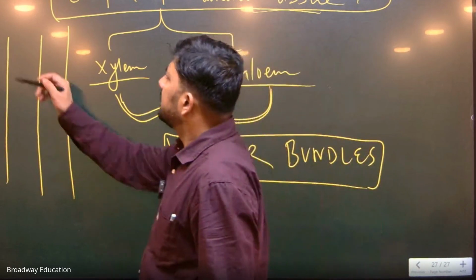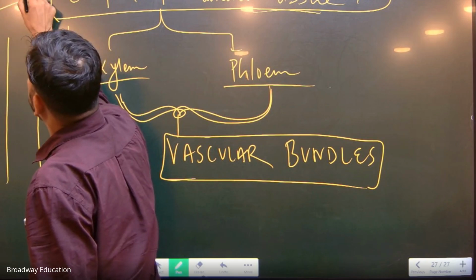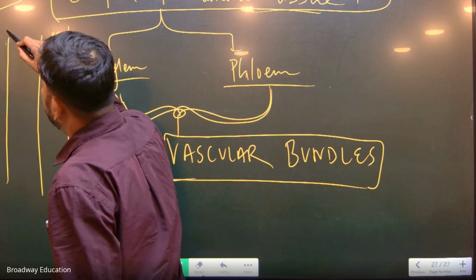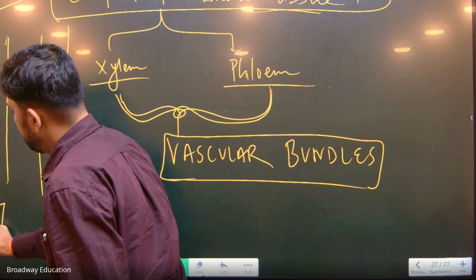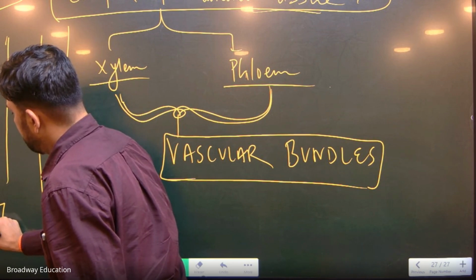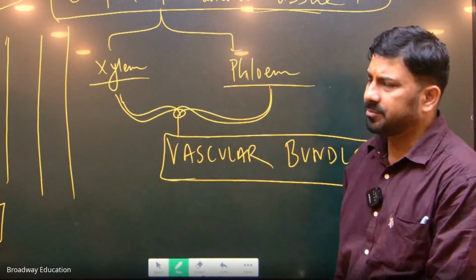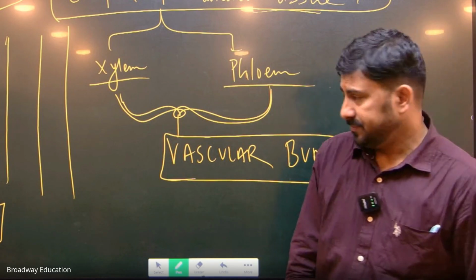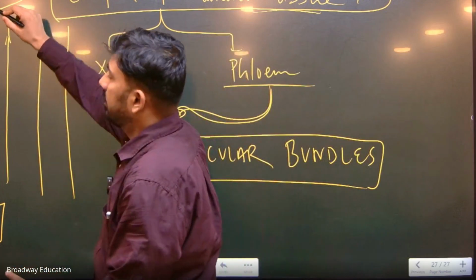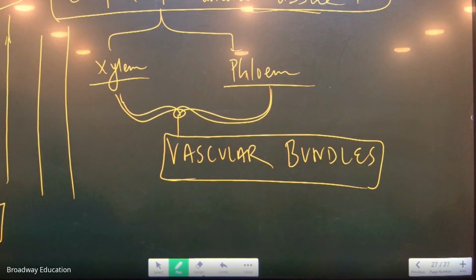Now herein, this part is leaves. Just try to understand this by a very simple diagram. Xylem and phloem. The green parts of the plant where chlorophyll is present perform photosynthesis. This part is clear in your mind?